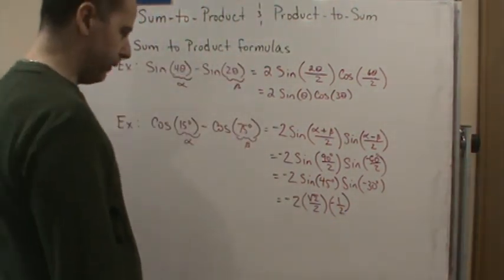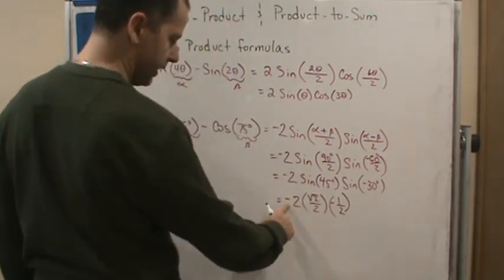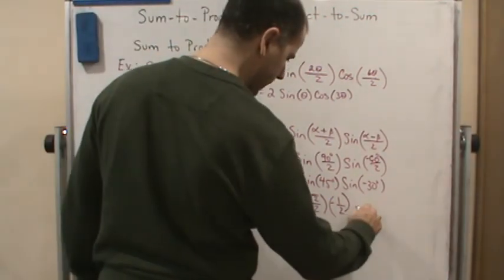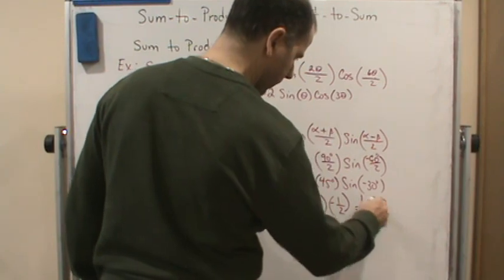Now, all we have to do is multiply. Well, the negative 2 and the negative 1/2 cancel each other out because negative 2 times negative 1/2 is positive 1. So guess what? We get square root of 2 over 2 as our answer.